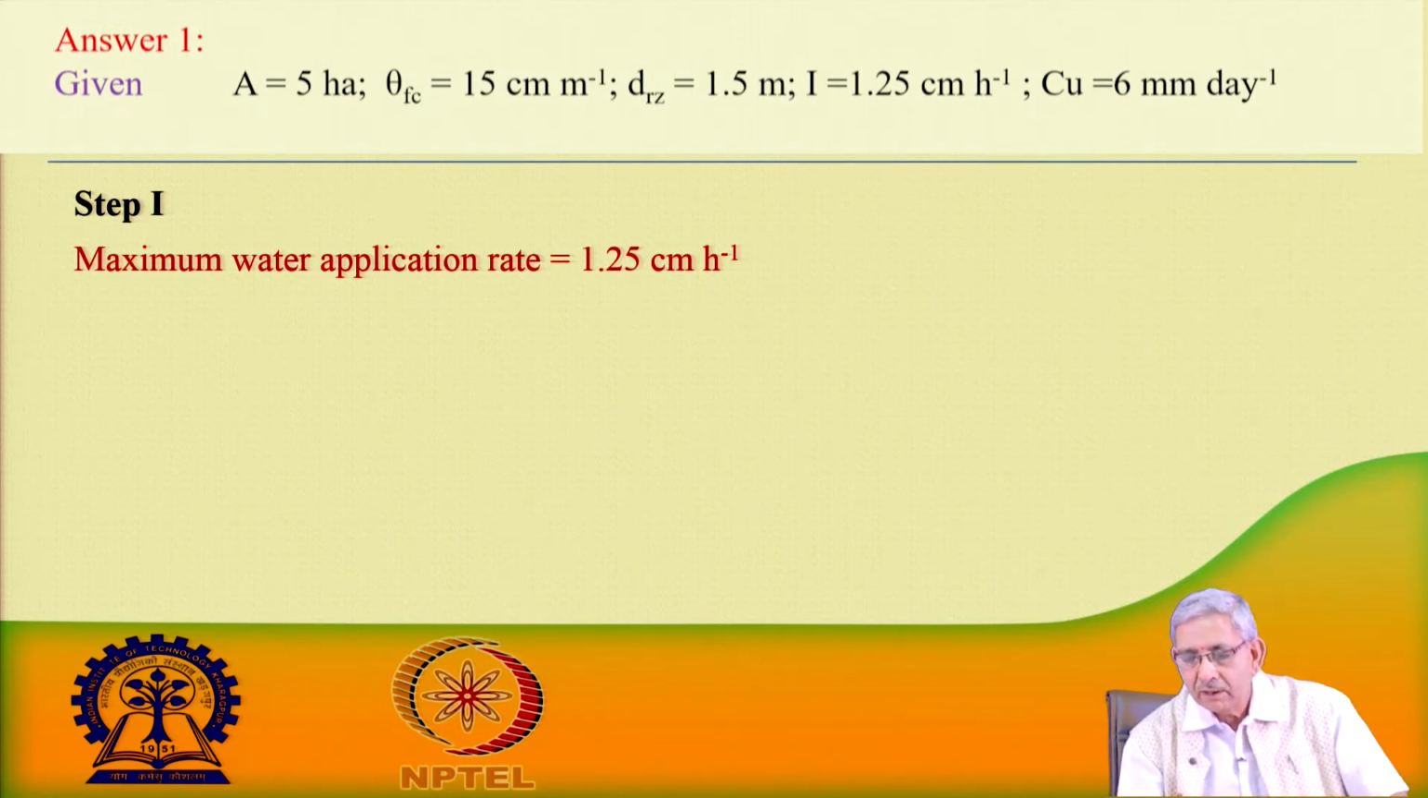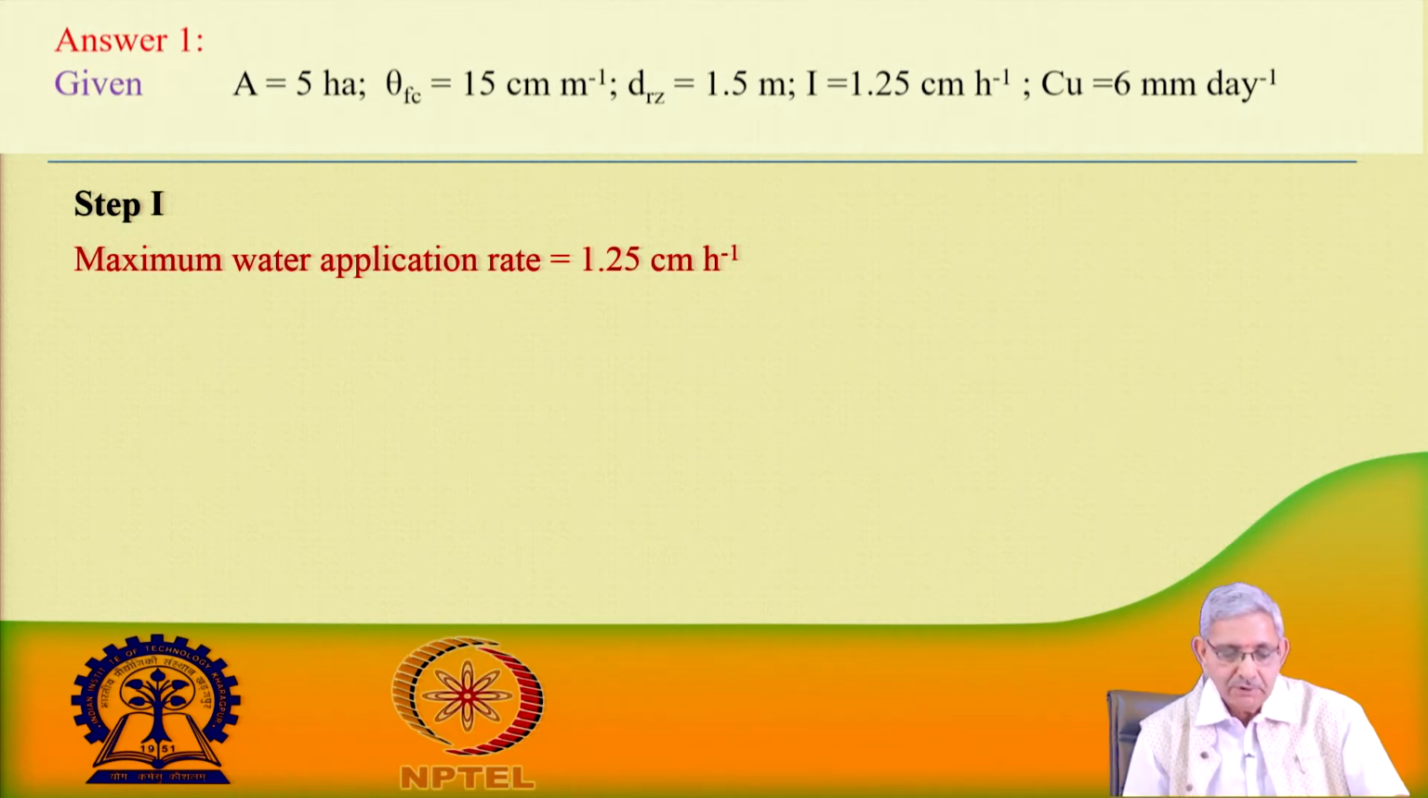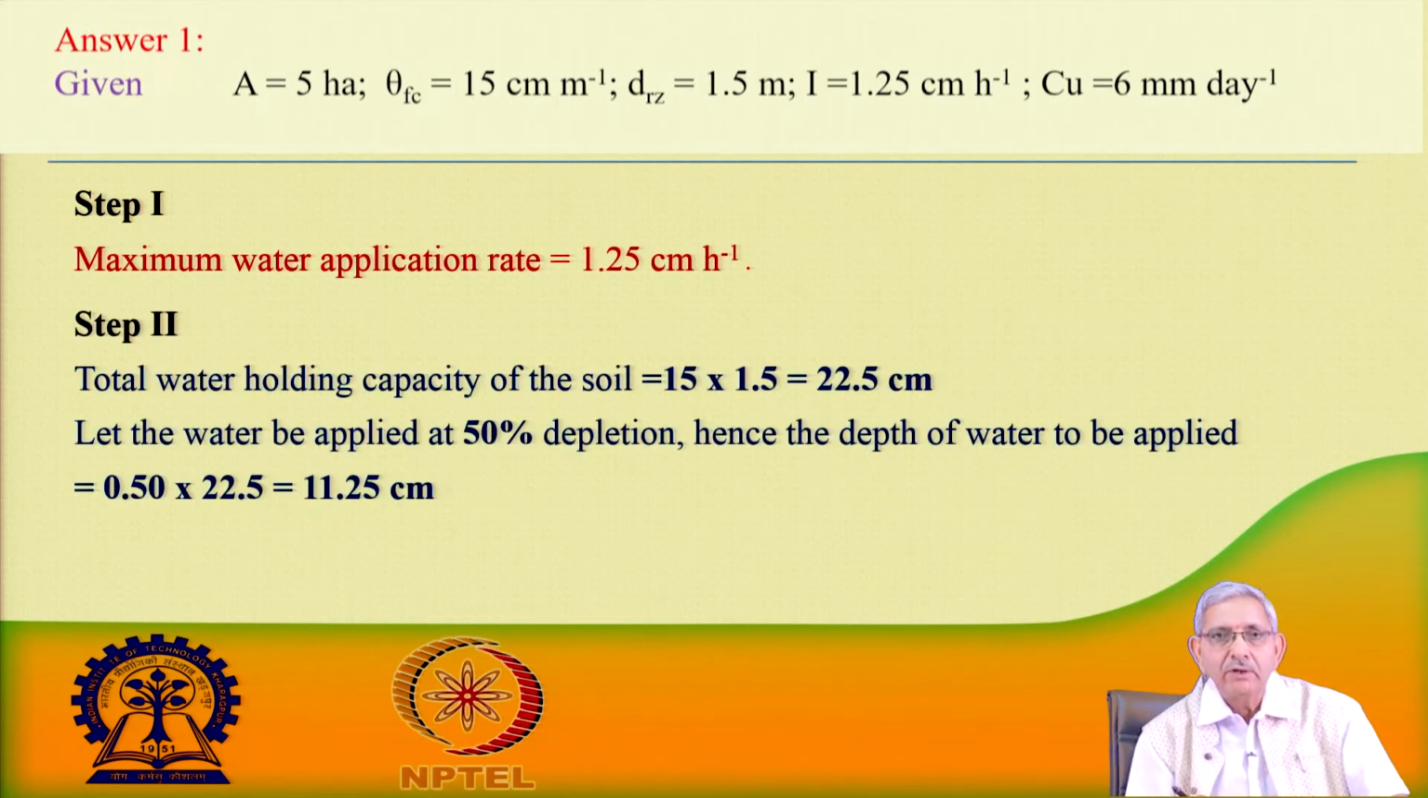And then the consumptive use rate of the crop is 6 millimeter per day. So, this is the other data available to us. Step 1, we are given a maximum application rate of 1.25 centimeter per hour, this is the requirement, and the total water holding capacity of the soil in the root zone and depth of 1.5 meter.